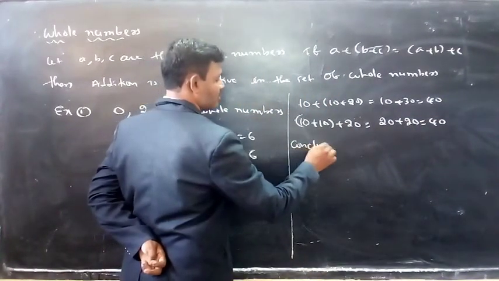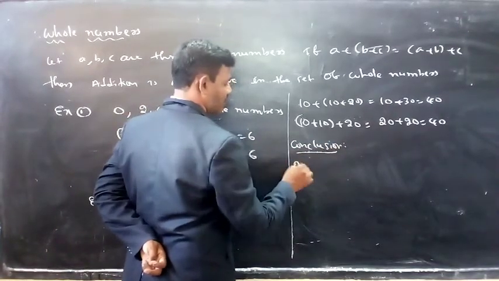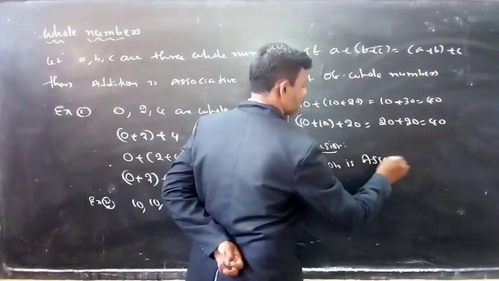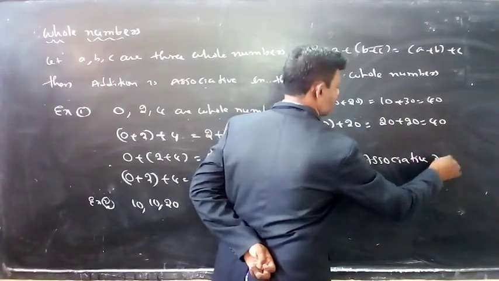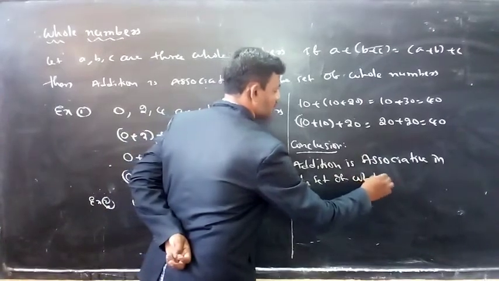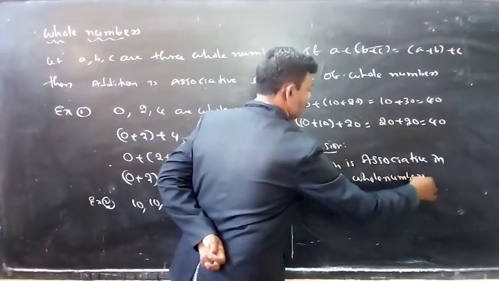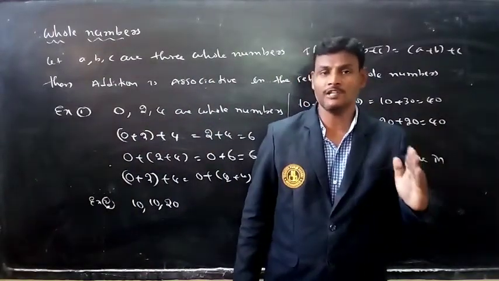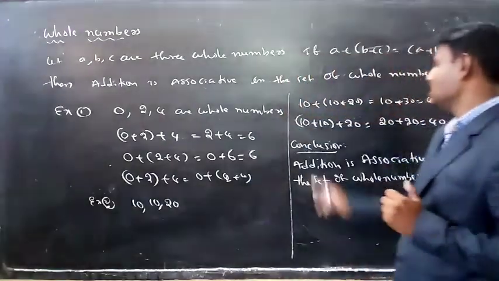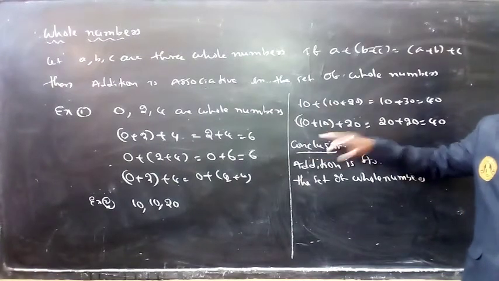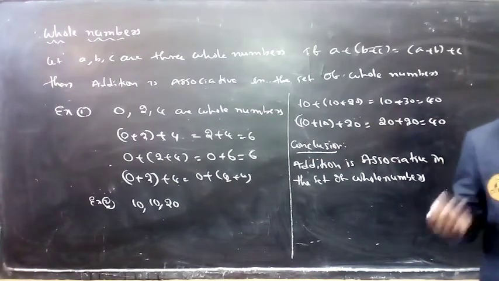What is our conclusion? Addition is associative in the set of whole numbers. Here, what is our final conclusion? Addition is associative in the set of whole numbers. Why? Because the result of (10 plus 10) plus 20 is equal to the result of 10 plus (10 plus 20). So we can say addition is associative in the set of whole numbers.